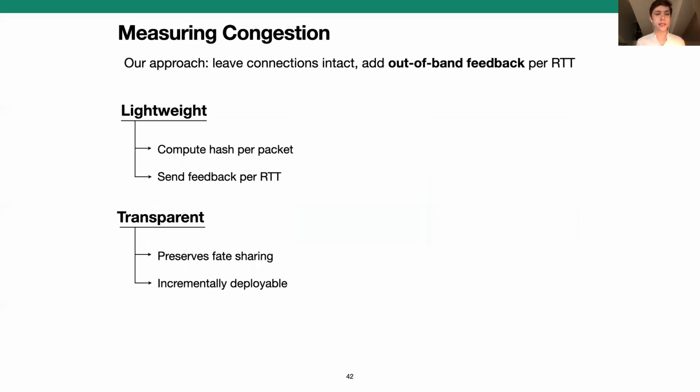And we also only need to send a single feedback message per RTT, as opposed to the amount of feedback scaling with the rate of traffic. Second, it's totally transparent. Since we're leaving the connections intact and not modifying the packets at all, we're not interfering with the end-to-end connections. So if bundler goes down on either side, the connections won't be disrupted. And it's incrementally deployable. So if there isn't a bundler on the other side, then no harm is done, and the packets can still reach their intended destination.